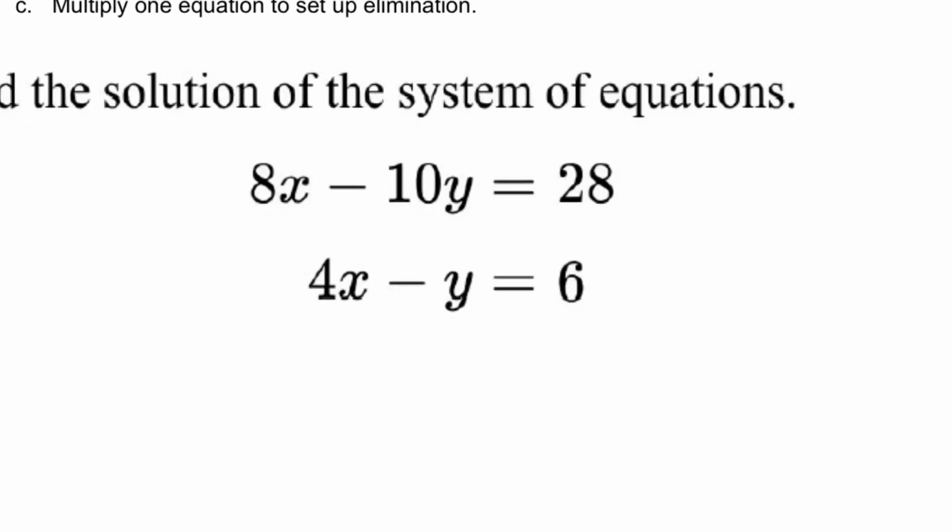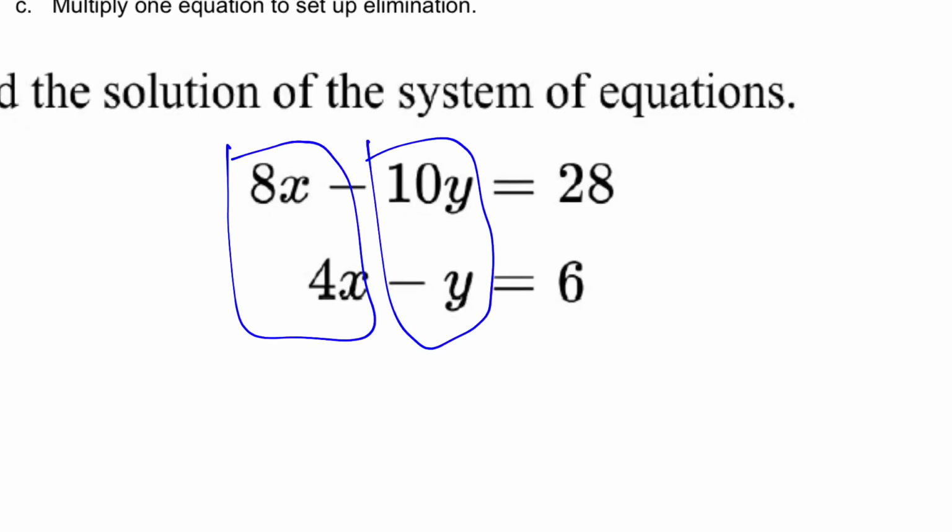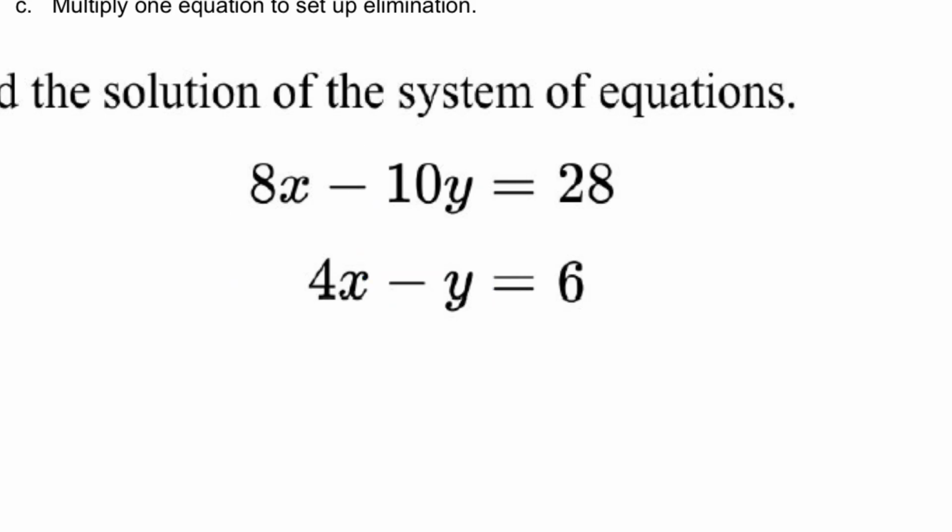Sometimes if we try to set up elimination, none of the numbers are the same, and we can't use this trick, unless we decide to multiply one of the equations. So let's say we doubled this bottom equation. You can double the entire thing. The 4x is doubled, the minus y is doubled, and the 6 is doubled.